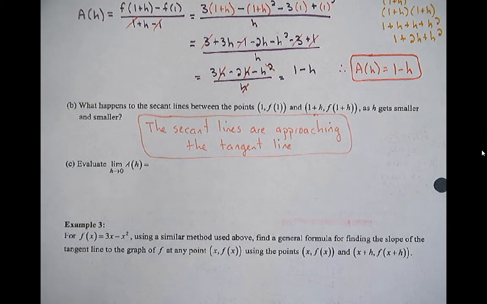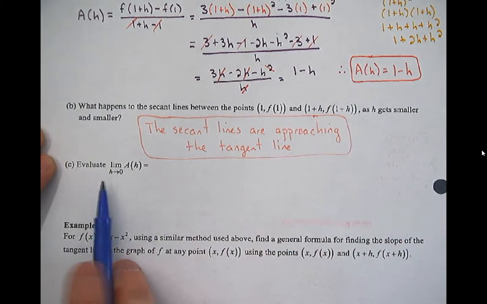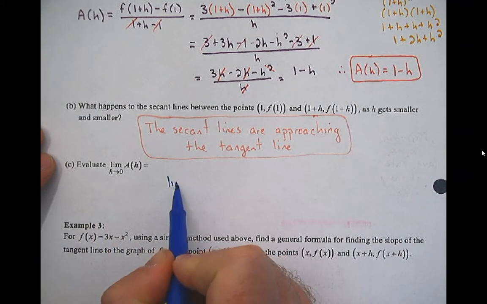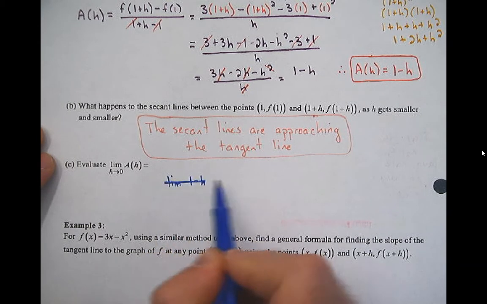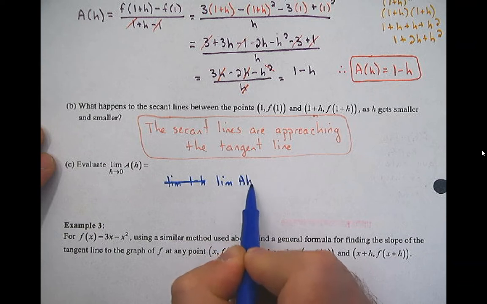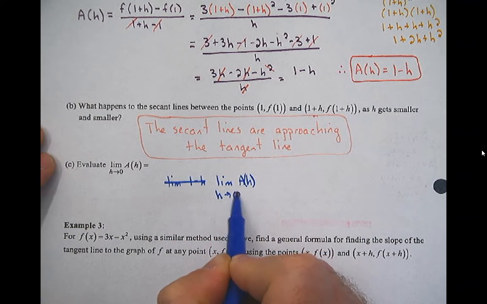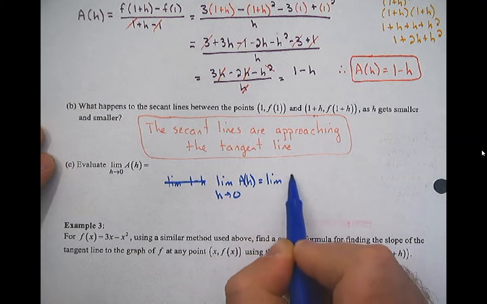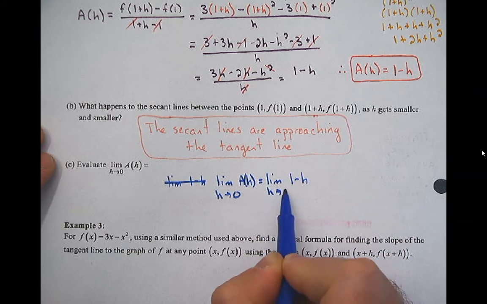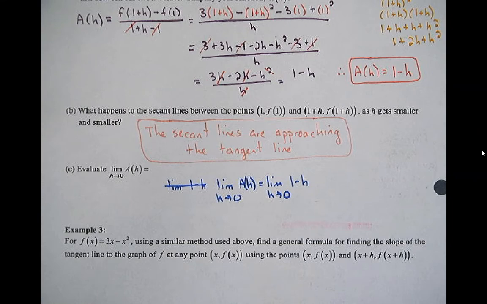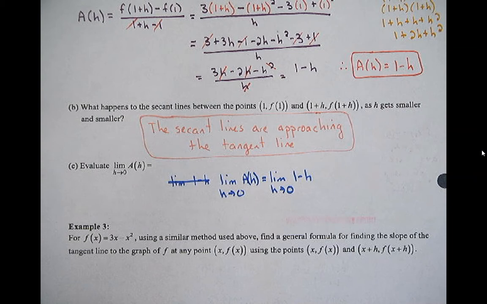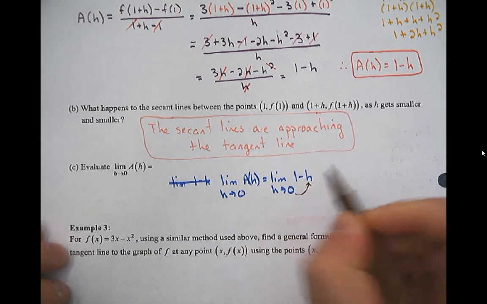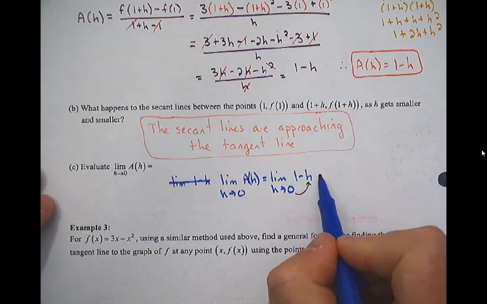What would happen then if I evaluate the limit of a of h as h approaches 0? So the limit of 1 minus h, I'm going to write it out like this. The limit of a of h as h approaches 0 is equal to the limit of 1 minus h as h approaches 0, right? That's what my function is. That's what a of h is, 1 minus h. Now I can direct substitute. I'm running out of colors here. I can direct substitute 0, and I get 1.